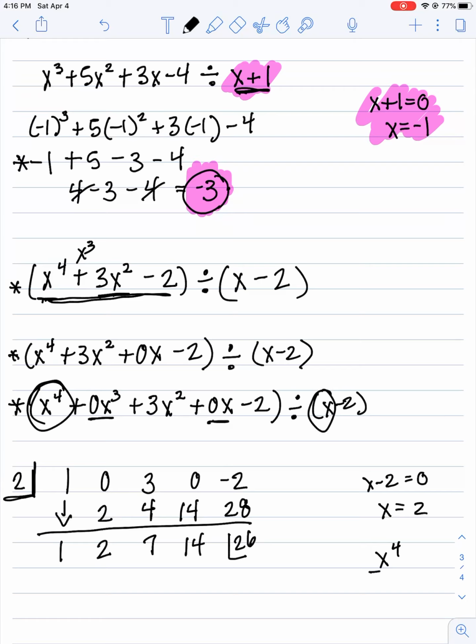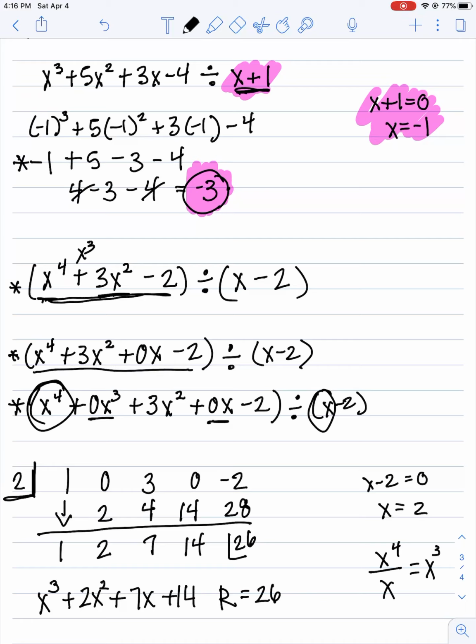And so if you think about it, guys, you were taking an x to the 4th, right here, x to the 4th, and dividing by an x. So hopefully you recognize that's x to the 3rd. So this 1 represents x to the 3rd plus 2x squared. Remember I said the exponent goes down by 1, plus 7x plus 14. And your remainder is 26. And so if I ask you that same question I asked you at the beginning, is x minus 2 a factor of the polynomial? By golly, no, it's not, because we get a remainder.